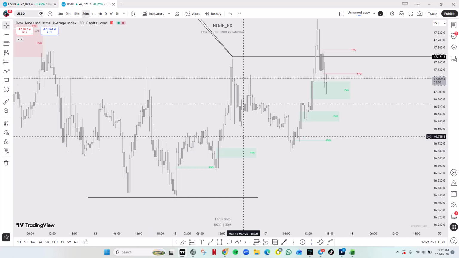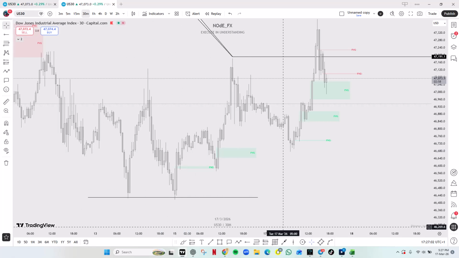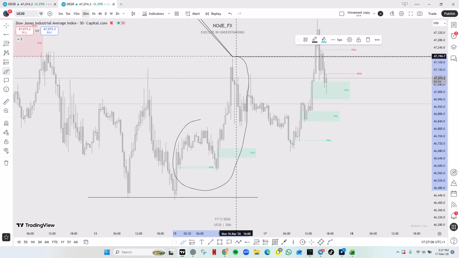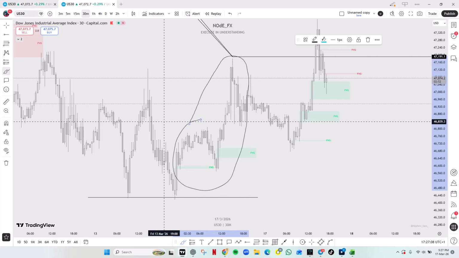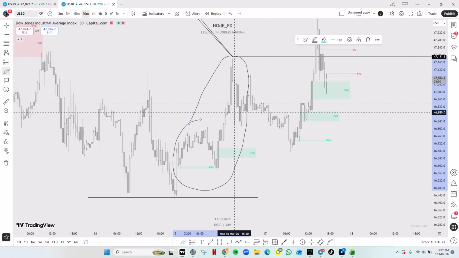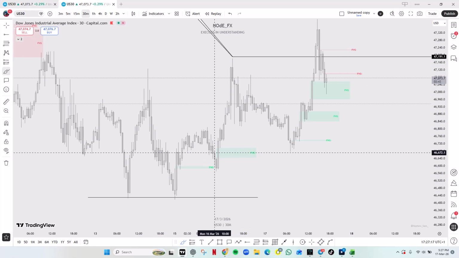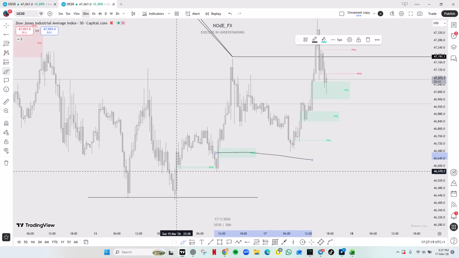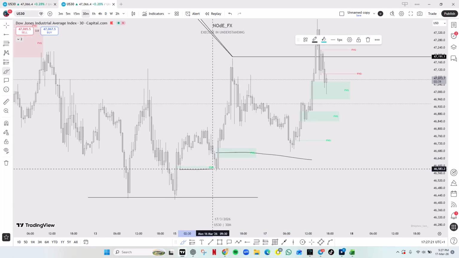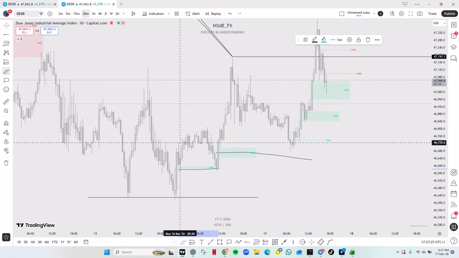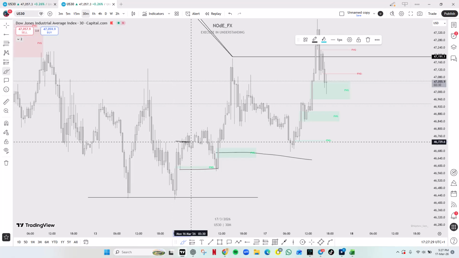In identifying my POI, I had to choose from here, because this is what the previous day did. I have to choose from within this level here. The reason why I chose here to be my demand is because it first of all cancelled out this low. It first of all swept out liquidity here. And if you look properly, you can see that it tried to create an invalid high here.